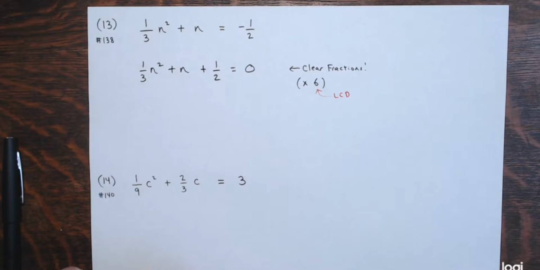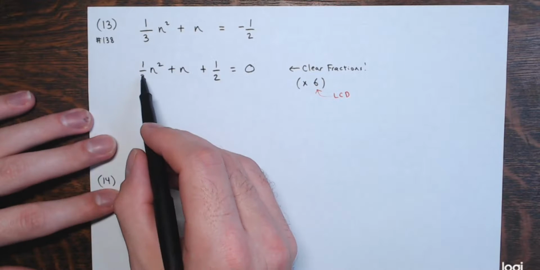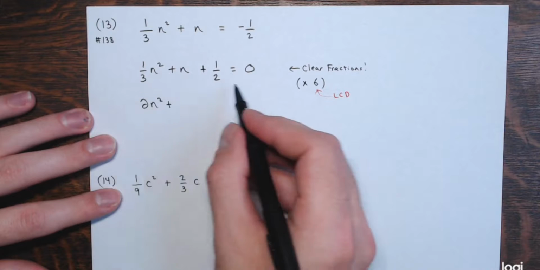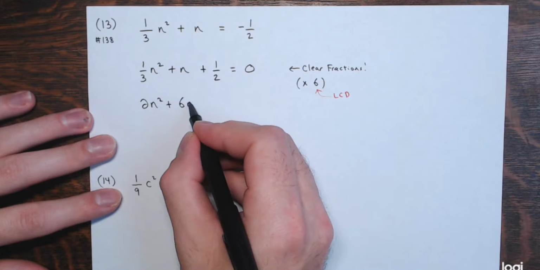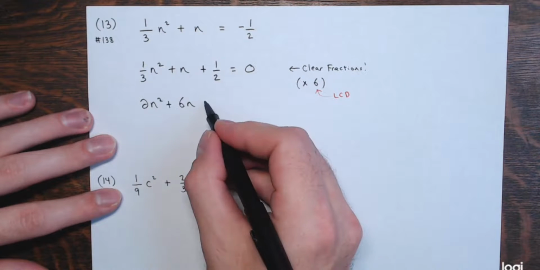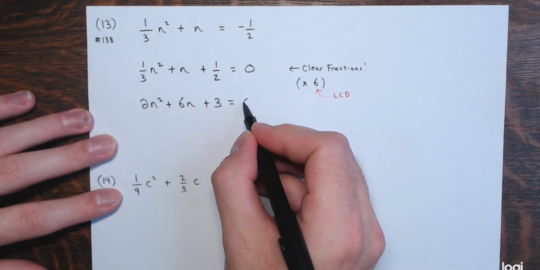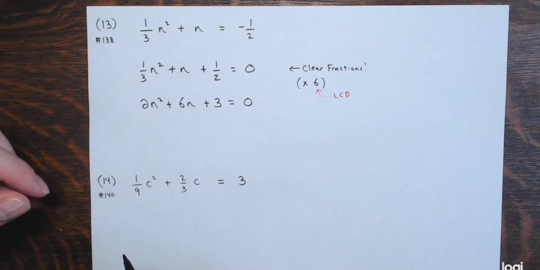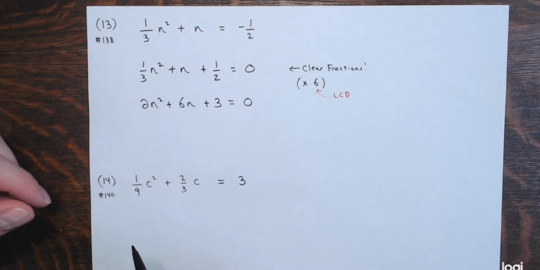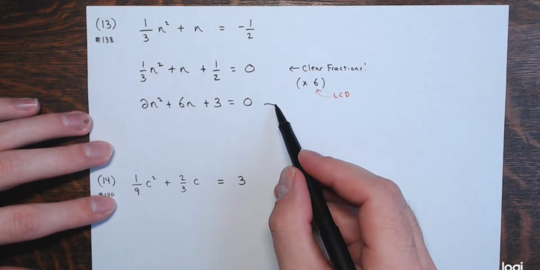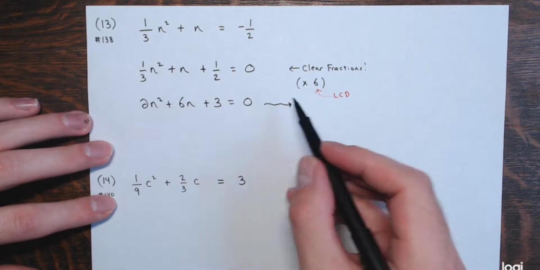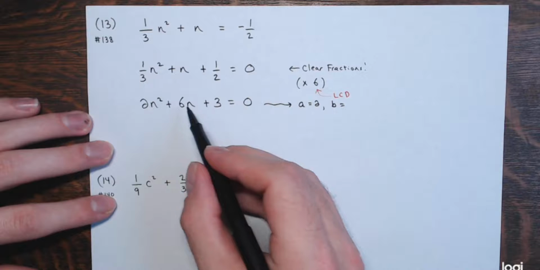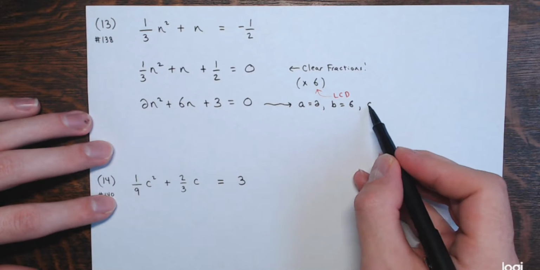So if I multiply everything by 6, now 1/3 times 6 is 2, so you'd have 2n squared plus 6 times n plus, and then half of 6 is 3. Right, and there's an equation that's a little nicer looking because the coefficients aren't fractions. And now I'm going to use the quadratic formula, right? A is 2, B is 6, and C is 3.